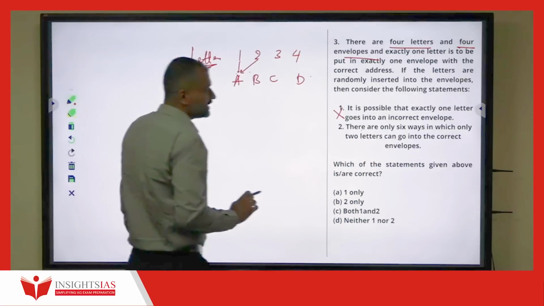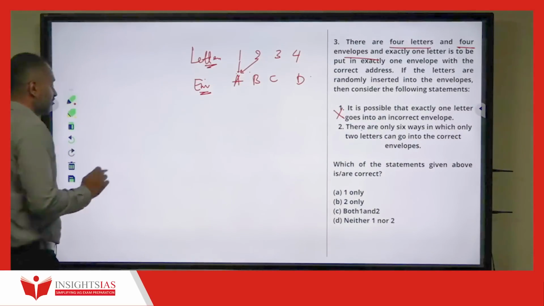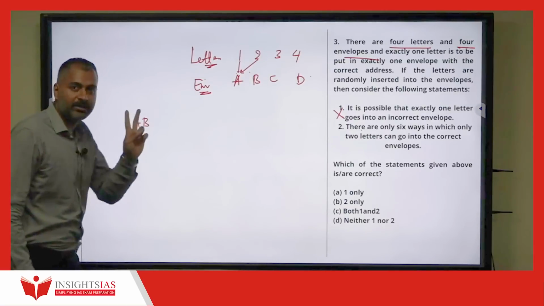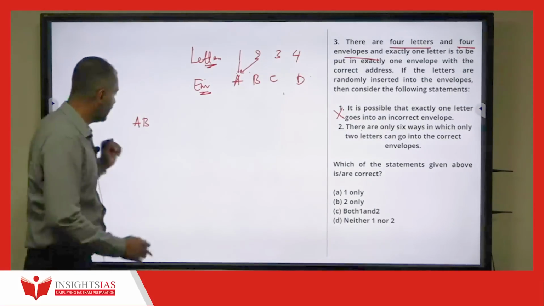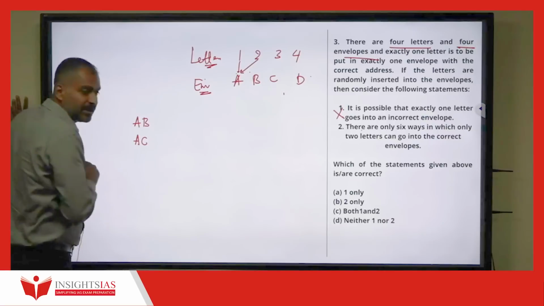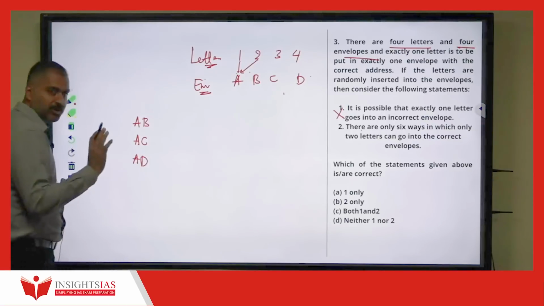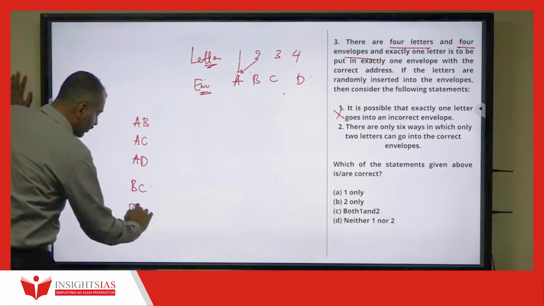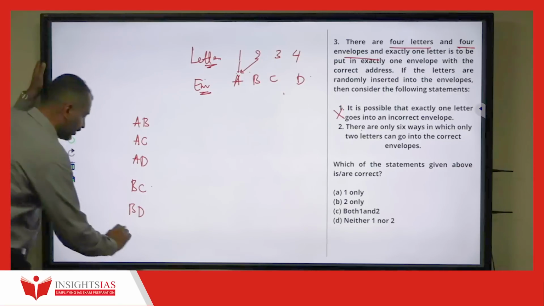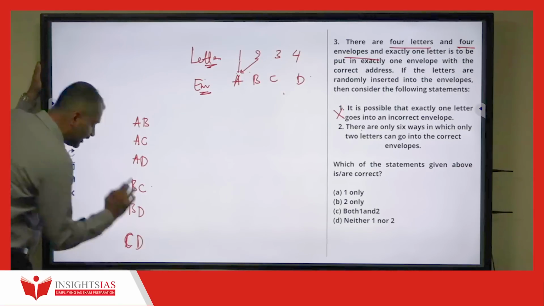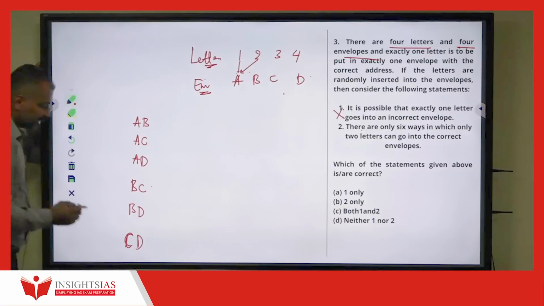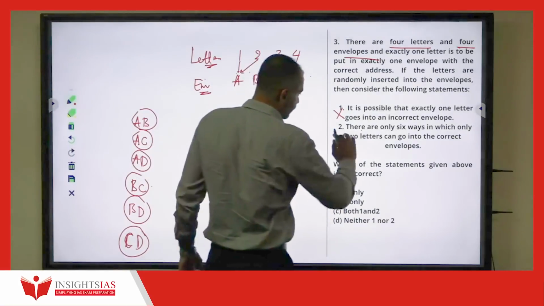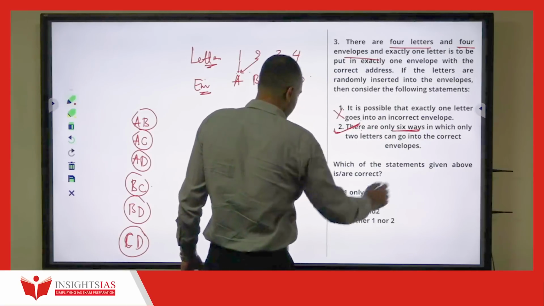There are only 6 ways in which only 2 letters can go into the correct envelopes. See, look here, A and B, okay, these 2 are going to the same address and C and D are going to the wrong address. Okay, let's see, this is one possibility. A and C and A and D similarly, okay, 3 possible cases here. Similarly, along with B, B can go with C, B can go with D, possibility, okay, along with D, okay, C and D can go to the correct address, okay, see 1, 2, 3, 4, 5, 6 possible cases. So, this is exactly correct, 6 ways. So, it is 2 only.